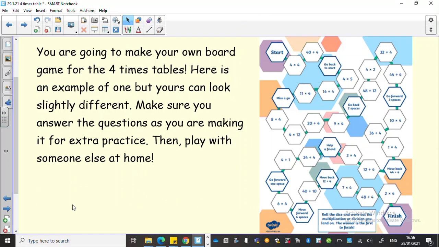You can share a picture of your finished board game with your teacher, and they would love to see it. And yeah, that's your independent activity for times tables this afternoon. It's making your own four times table board game.